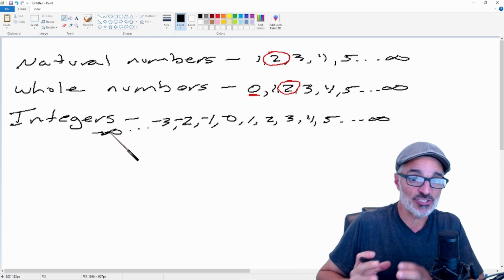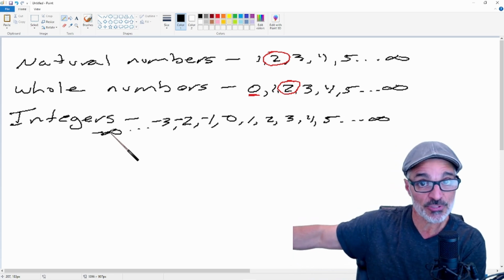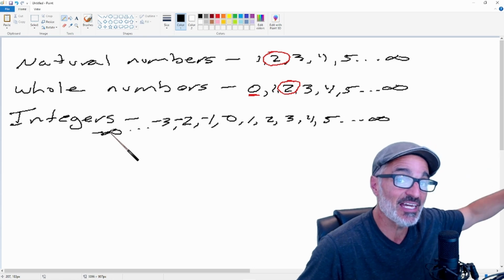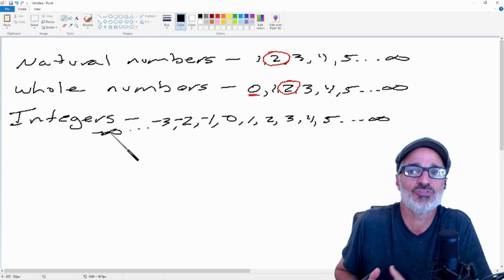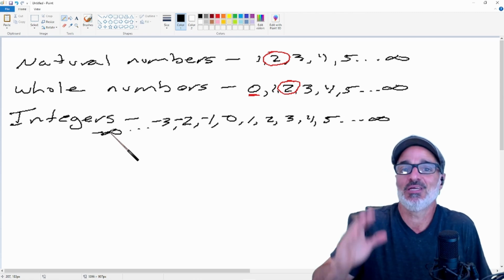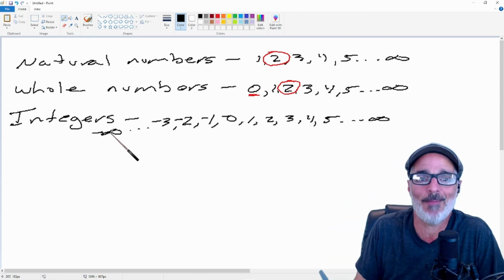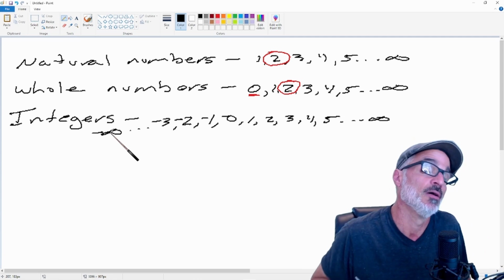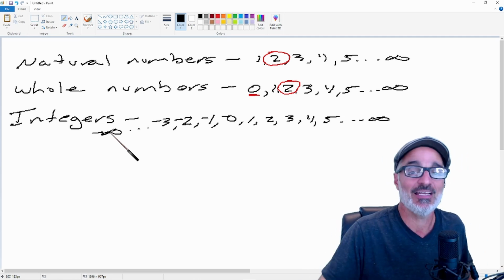So the integers include all the natural numbers, include zero, but now include numbers called negative numbers used to depict amounts less than zero. All right? And that all happened because this one guy kicked one apple and now he owed one apple. True story. Look it up. Google it.